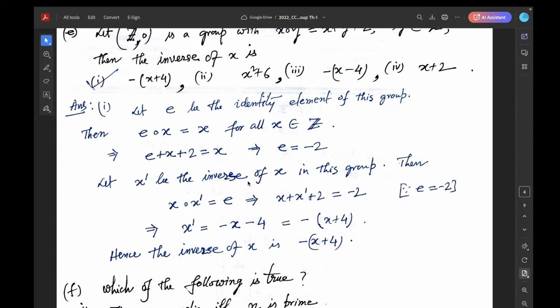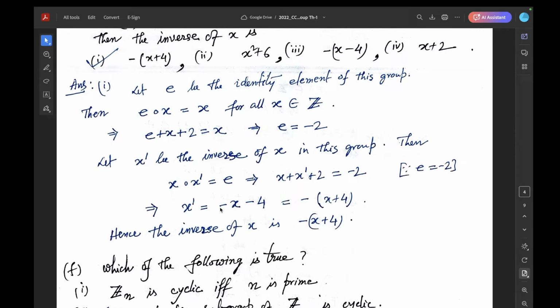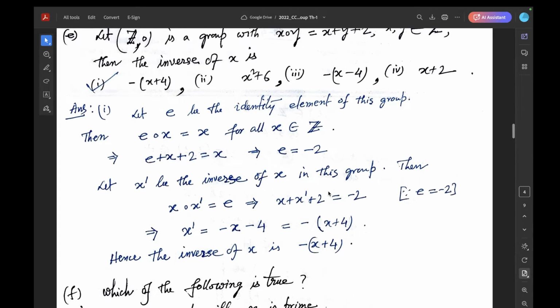Let x' be the inverse of x in this group. Then x ∘ x' = E, where E means -2. And x ∘ x' means x + x' + 2 = -2. So x' = -x - 4, that is, -(x + 4). So the inverse of x is -(x + 4). So the correct option is 1.